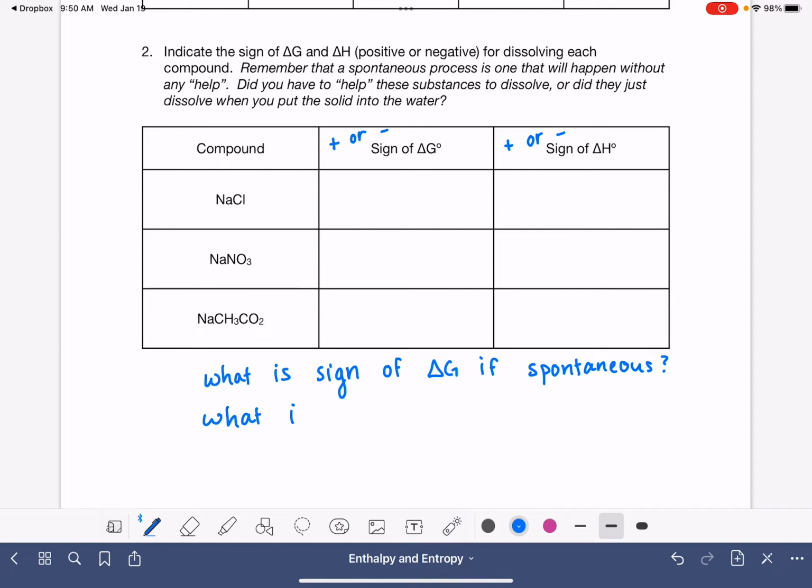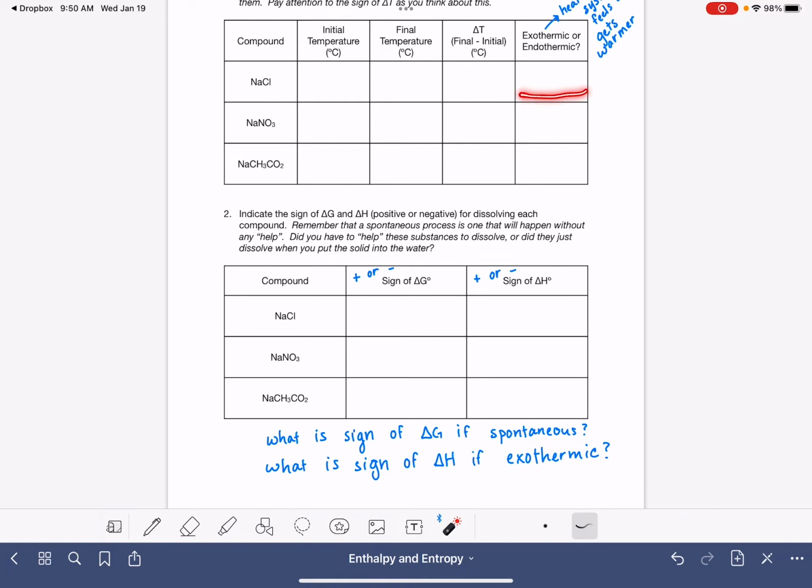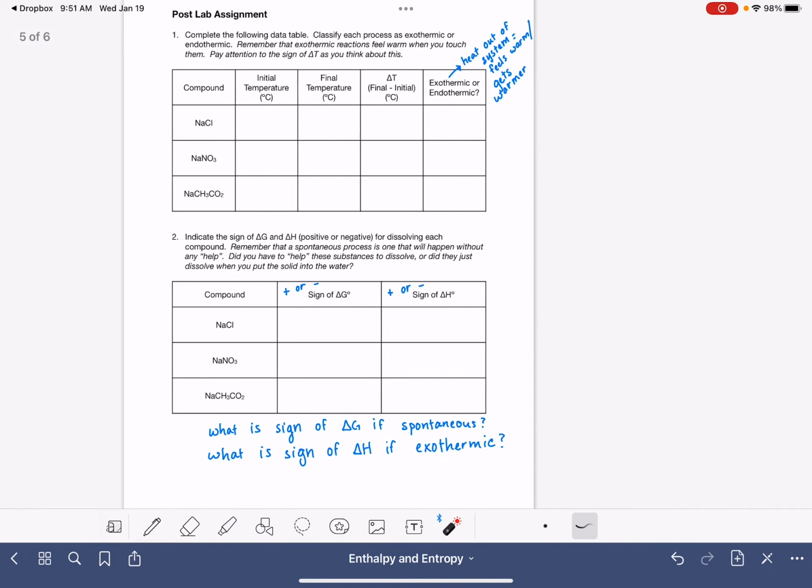What is the sign of delta H if exothermic or endothermic? You can use either one. And so we'll say if up here you classified the NaCl dissolving process as exothermic, then you'll use that information to help you decide if it's a positive or negative delta H.